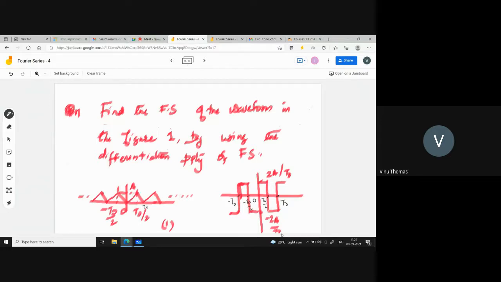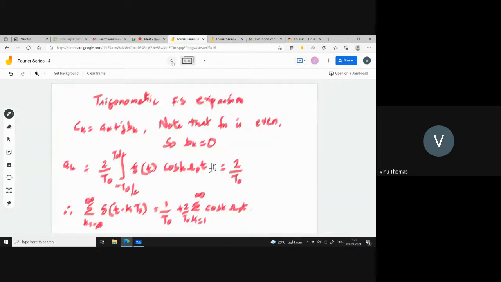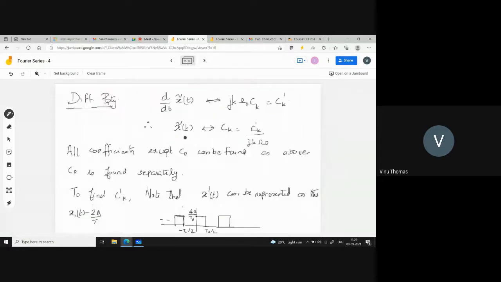So this slope is minus 2a by t0. If I take the derivative of this, I will get the slope basically. So this is 2a by t0. This is minus 2a by t0. Now if I evaluate the Fourier series of this, then I can evaluate the Fourier series of this waveform by using your time differentiation property. I can evaluate ck as equal to ck dash by jk omega 0, which is what we have seen. Right? Ck is equal to ck dash by jk omega 0. C0 you have to find separately.